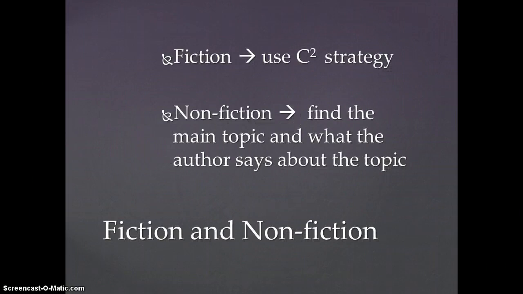Mainly the two divisions you're going to come across are fiction and nonfiction. The strategies you use for summarization in fiction and nonfiction are going to be a little bit different. We're going to give you an example of both. First, we'll look at an example of a fictional summary using Miss Cundiff's C-squared strategy. And then after that, we'll look at a nonfiction work. In general, when you're looking at nonfiction, you're going to want to find the main topic in the work and then figure out what the author says about that topic. Okay? So two different ways to focus on summary for fiction and nonfiction.